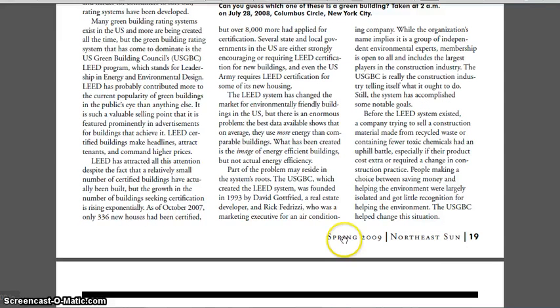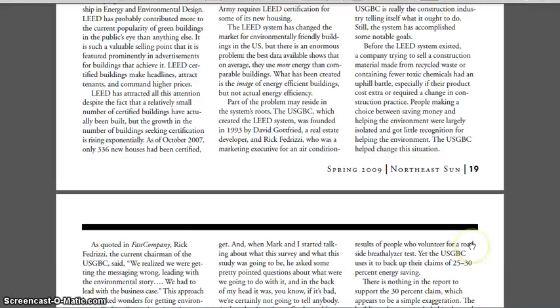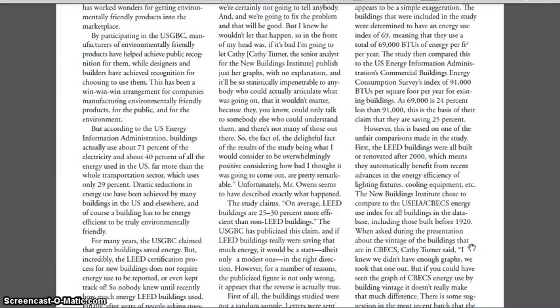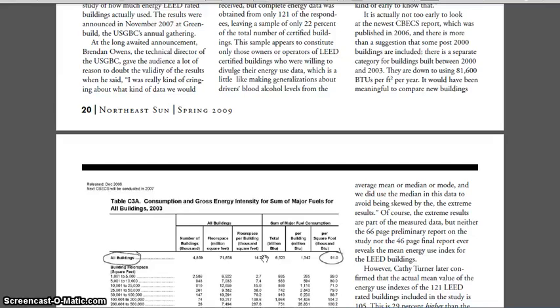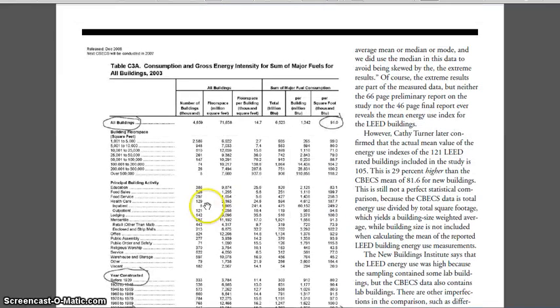What do we have here? Here we have the date the article was published, spring 2009. We have the name of the journal, Northeast Sun, and of course here's the page number. Again here at the bottom of the page, we have our source.